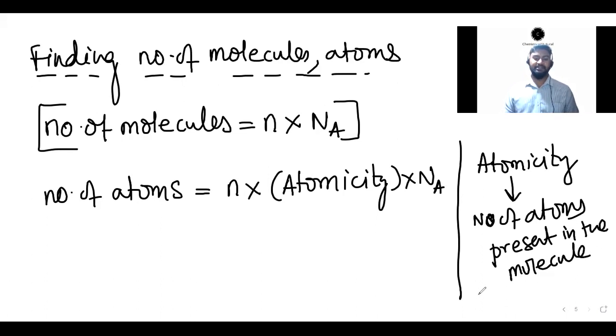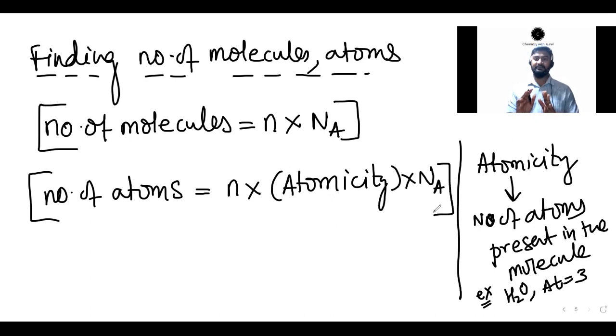Meaning, for example, what is the atomicity of water? So water atomicity will be, any guesses? 2 hydrogens, 1 oxygen, so 3. Very good. Just use this formula. It's the best shortcut you can get. It is the best shortcut that you can use to find number of atoms within fraction of seconds. That's how we can find the molecules and atoms. Please take a screenshot. Okay, let's go to the next part.